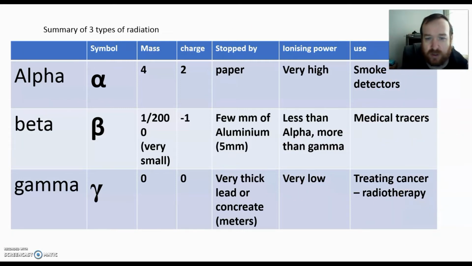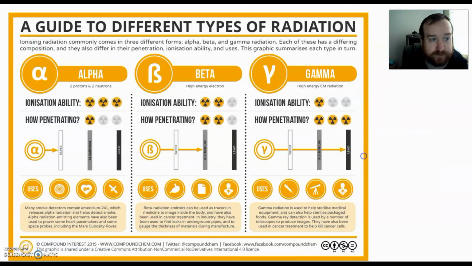So you need to know this information. You need to know some uses, you need to know its ionizing power, you need to know what it's stopped by, you need to know its charge and its mass and its symbol. Okay, because in your exam you could be asked to identify one of these types of radiation by its properties, by its use. Now I'm also uploading this little summary page into ClassCharts as well. This is just a summary page on those 3 types, and it's got some more detail about some uses. Okay, so that's the first half of what we're learning about today.